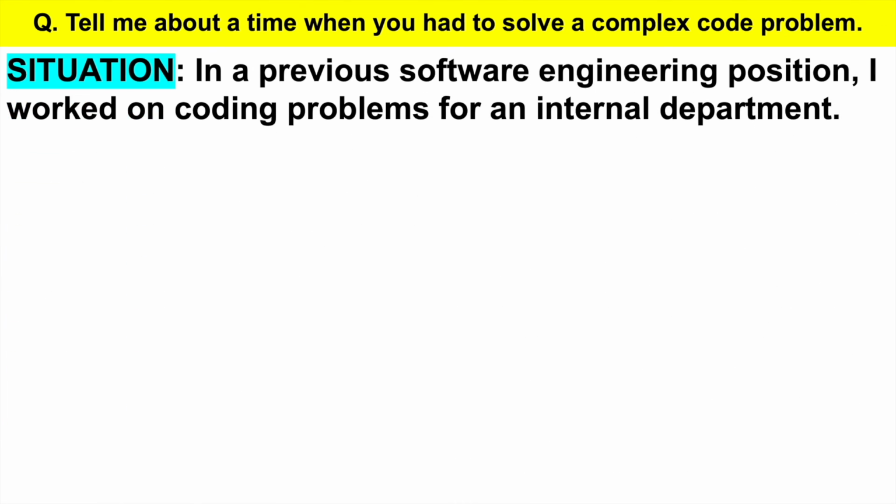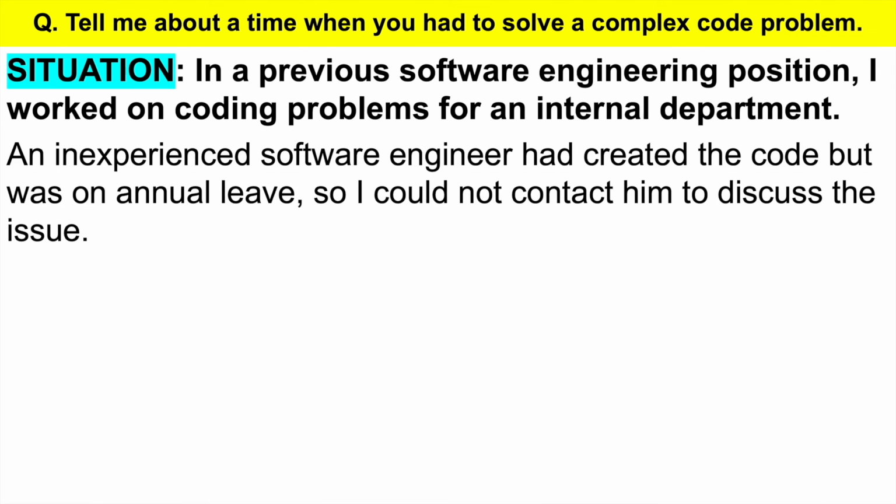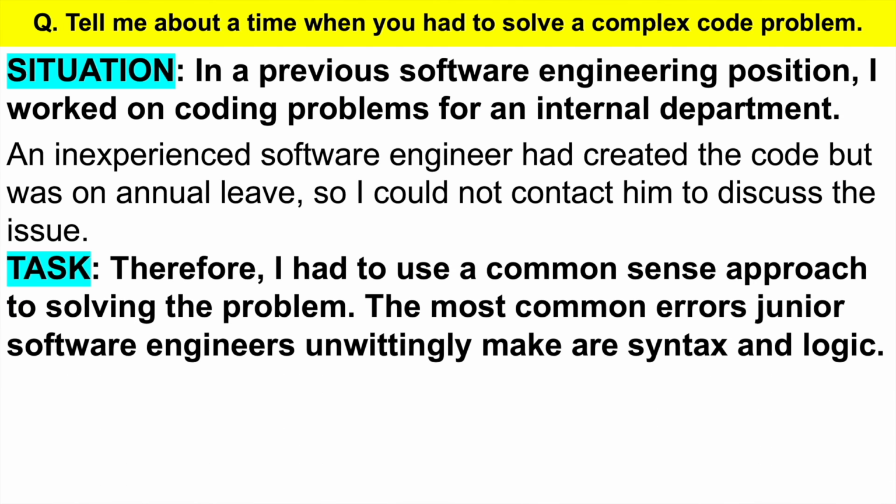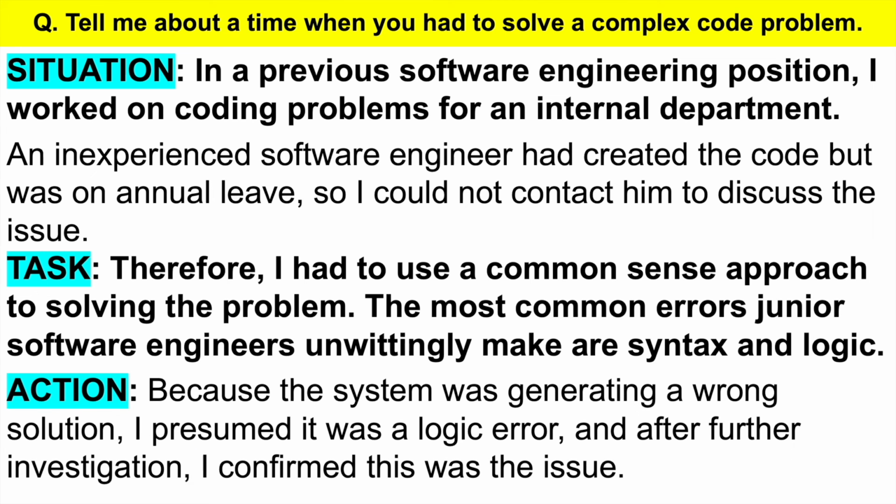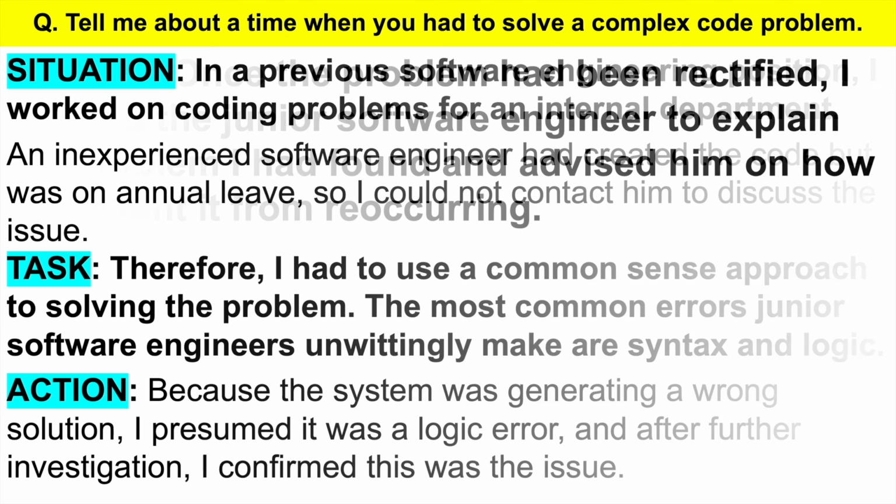Here we go. In a previous software engineering position, I worked on coding problems for an internal department. An inexperienced software engineer had created the code but was on annual leave, so I could not contact him to discuss the issue. Therefore, I had to use a common sense approach to solving the problem. Now, the most common errors junior software engineers unwittingly make are syntax and logic. Now, because the system was generating a wrong solution, I presumed it was a logic error, and after further investigation, I confirmed this was the issue.